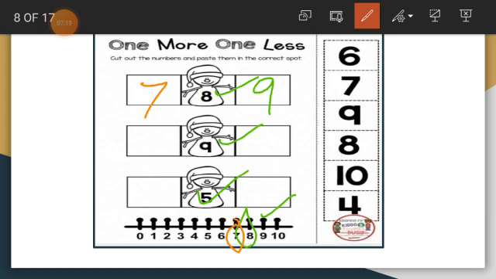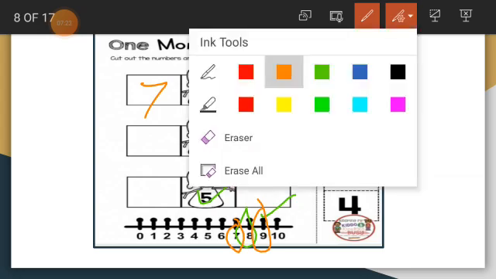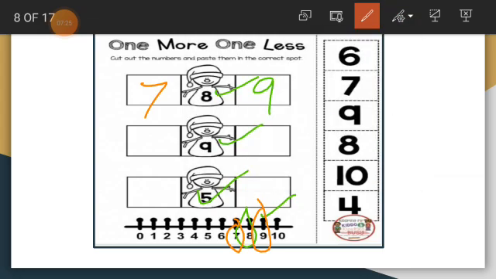Where is the 9 on the number line? Here is the 9. Now let me change the color. Now which number is after the 9? That is 10. So this means 9 plus 1 is 10. That is 1 more than 9. Which number is before 9? That is 8. So 9 minus 1 is 8.